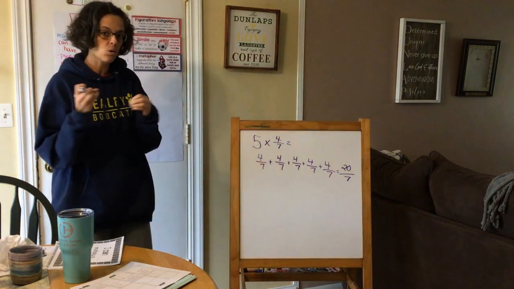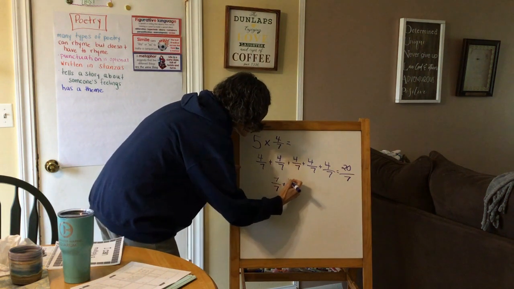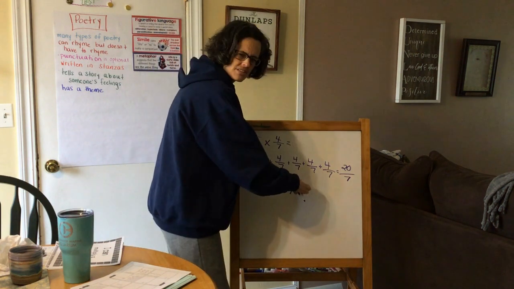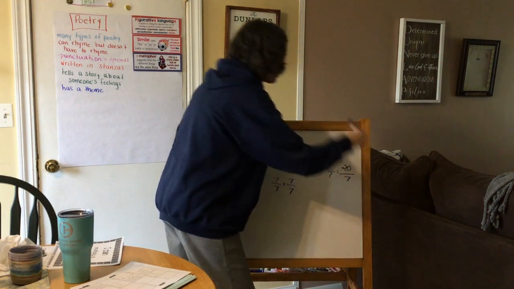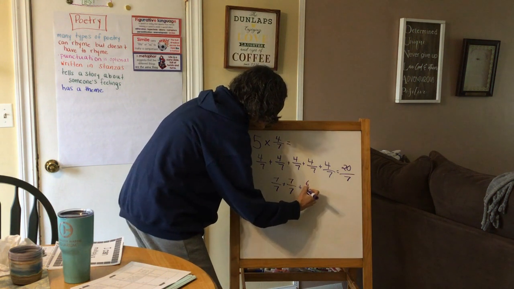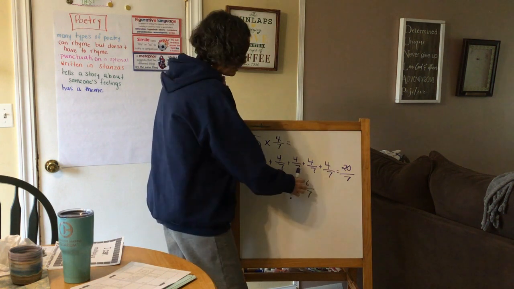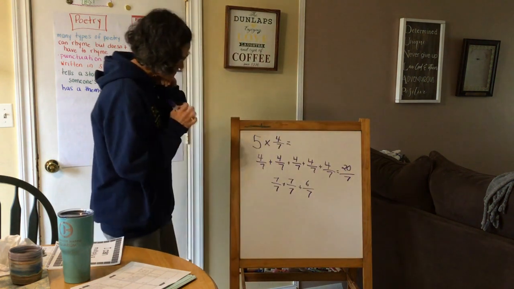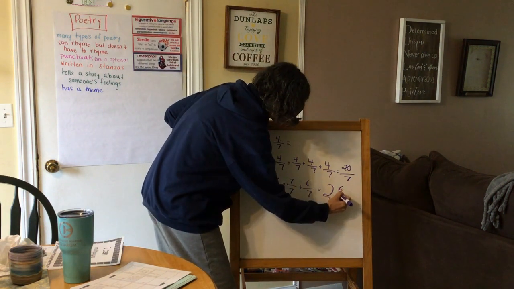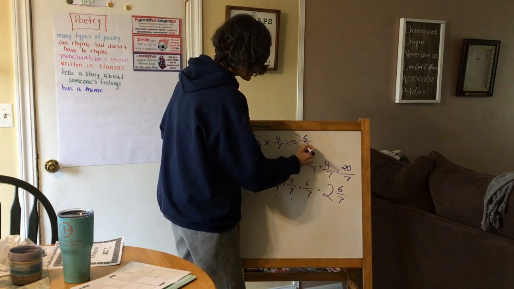So I need to pull out my whole numbers. All right, so let's do that. 7/7 plus 7/7. How many is that? 14/7. Can I do another 7/7? That would give me 21, which is more than 20. So I have 6/7 left over. 7 plus 7 is 14. Plus 6 is 20. Okay? So altogether we have 1 whole, 2 wholes, and 6/7. So when I multiply 5 times 4/7, I get 2 and 6/7.